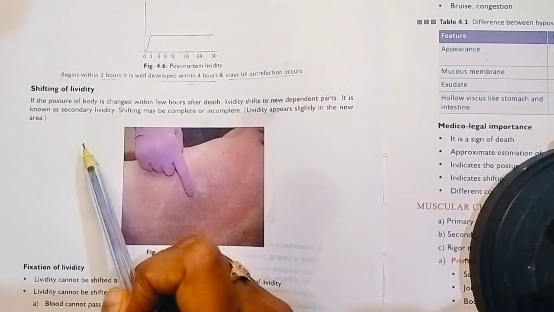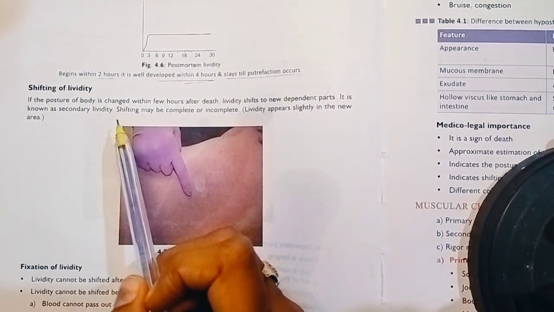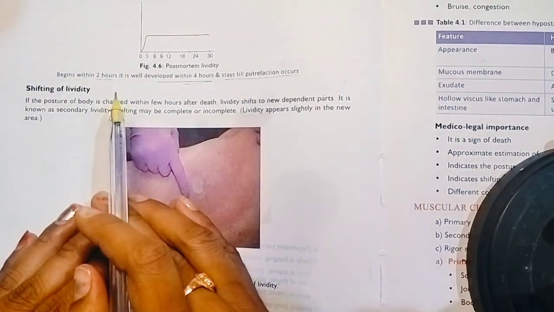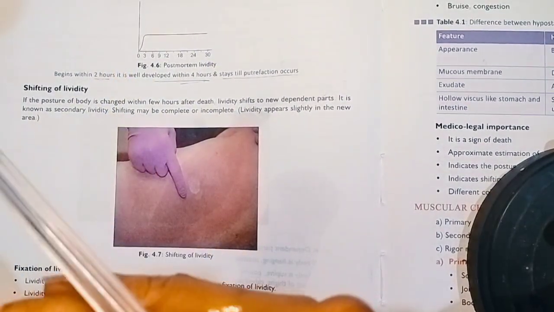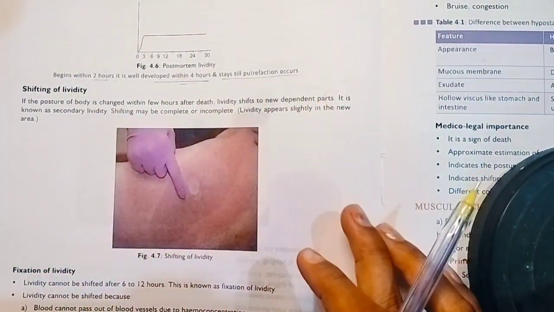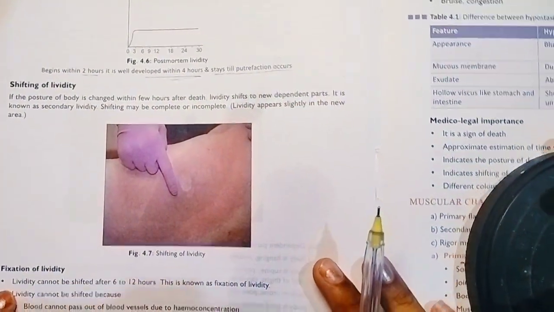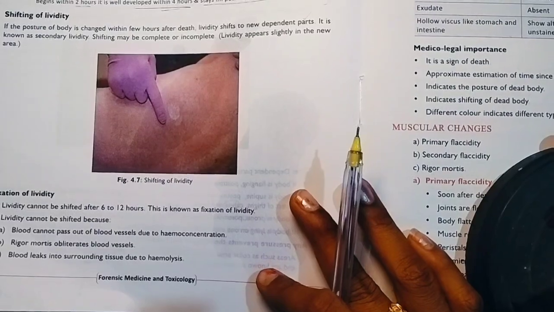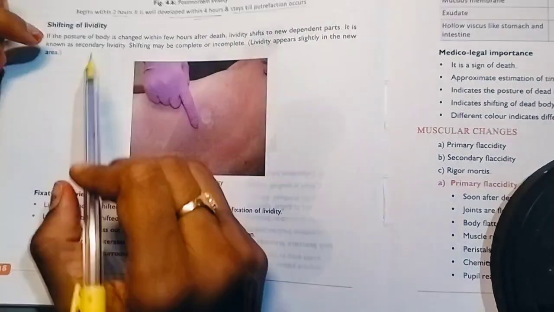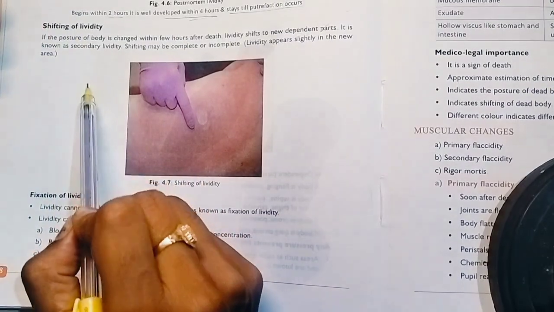It is known as secondary lividity or shifting of lividity. Shifting may be complete or incomplete. So this is shifting of lividity. If we change the posture of the body, then the lividity shifts, right? Next, fixation of lividity. Lividity cannot be shifted. So here, shifting of lividity occurs.